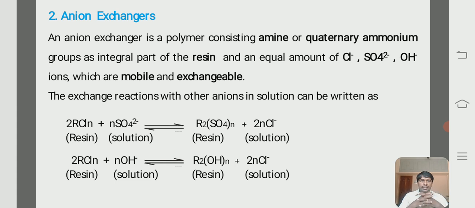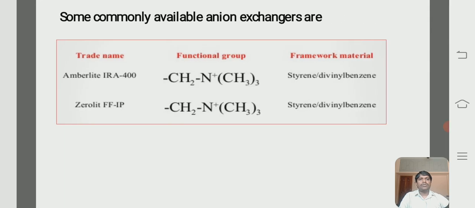So here the resin contains quaternary ammonium groups and it is exchanged with other groups in the solution of the same charge, that is SO4 2 minus, so that the exchange of similar ions takes place in both reactions. We can observe here in the second example the OH minus with the Cl, so that the exchange of OH and Cl takes place in this reaction.